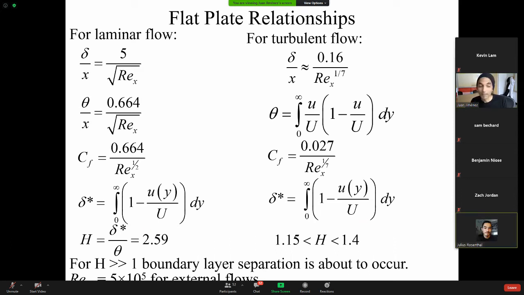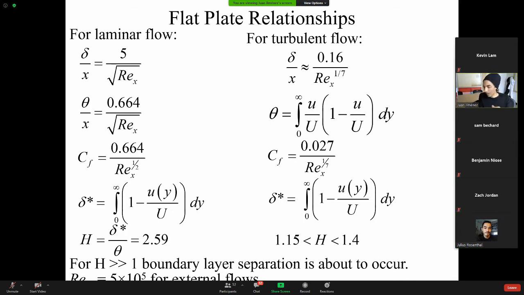I know that momentum thickness is that theta term, but I still don't really understand what momentum thickness is, and where it appears on the boundary layer images.